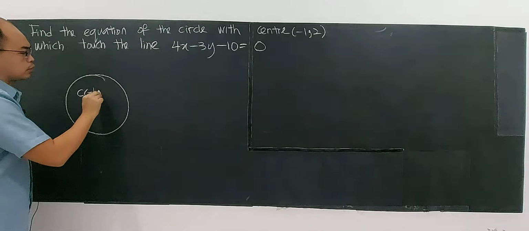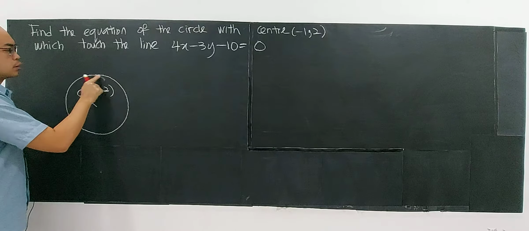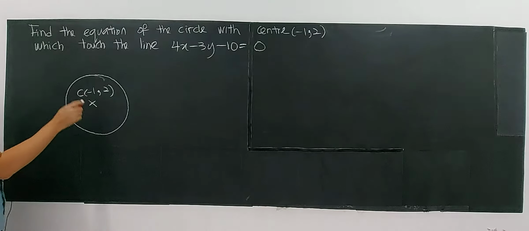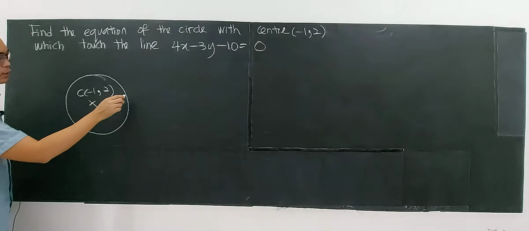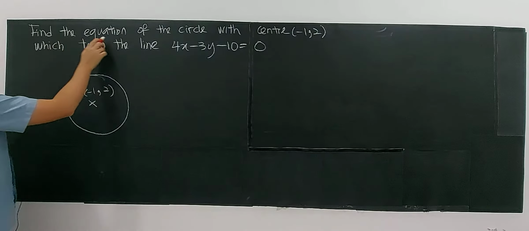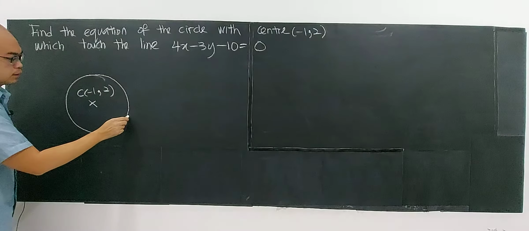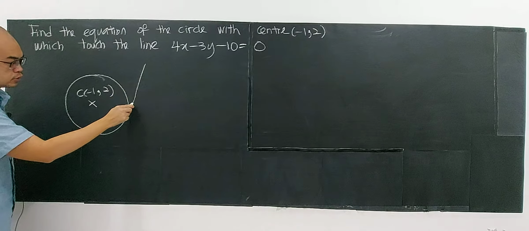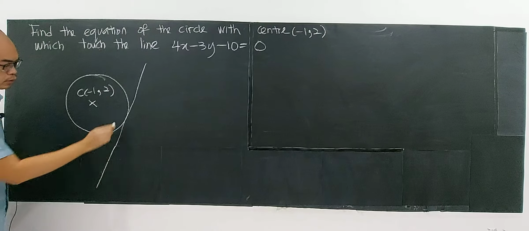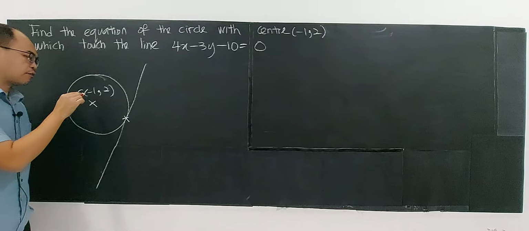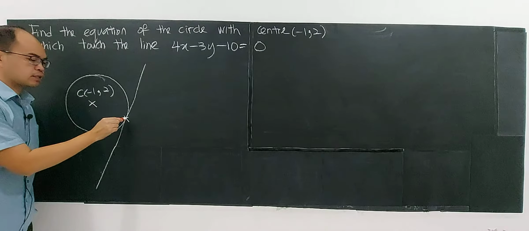Usually they will not give you the center, which means you need various ways of finding it. But now you have the center, and the question is saying to find the circle with this center which touches the line. Touching the line means they have a point of contact. The problem here is you have the center but you don't have the radius.